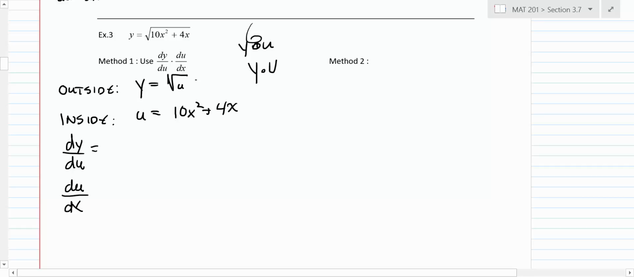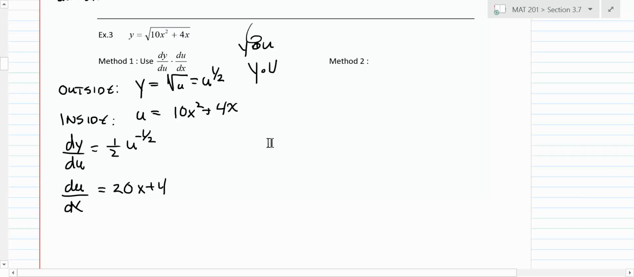Basically, we could write that as u to the 1/2, and then we can take the derivative. What's the derivative of u to the 1/2? 1/2 u to the negative 1/2, right? Using the power rule. So that's 1/2 u to the negative 1/2. That's easy. What's the derivative of u? 20x plus 4, good.